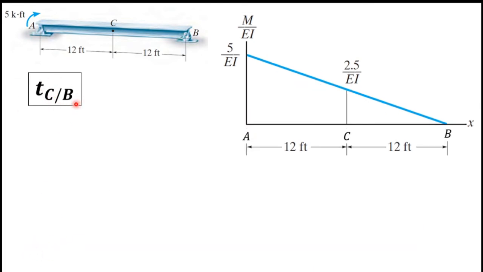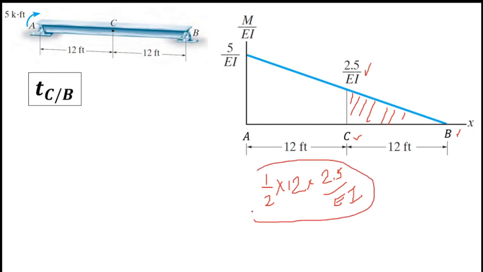Next I am going to find TCB. Here also two letters, C and B. First we have to mark the area between C and B. So this is C, this is B. The area between C and B is this area. So we have to find this area. This area is equal to half times the length of CB, it's 12, times this side. This side is 2.5 over EI. This is the area of this triangle.